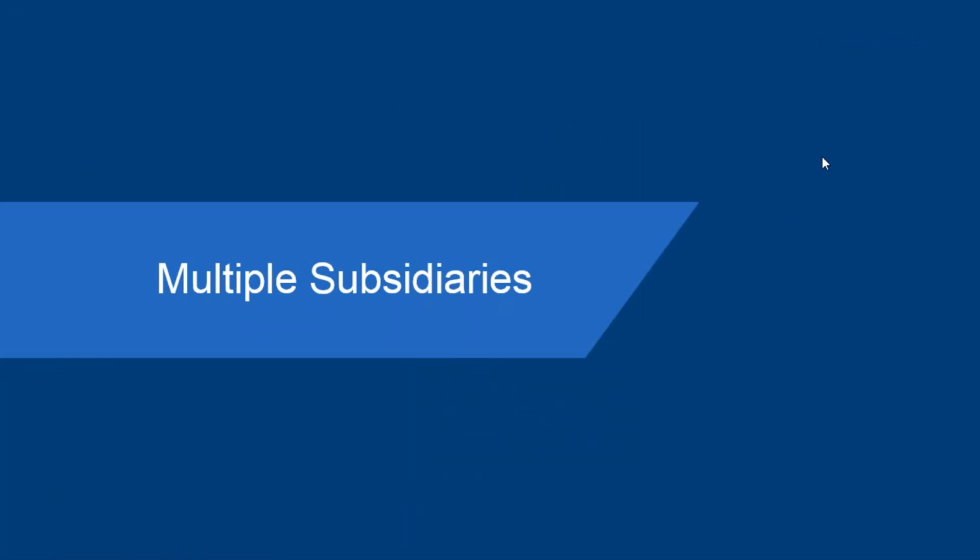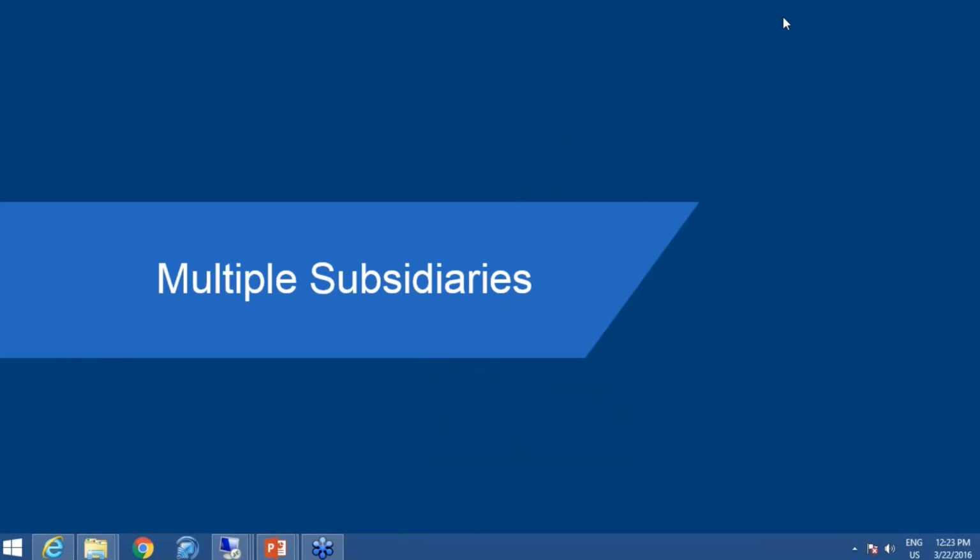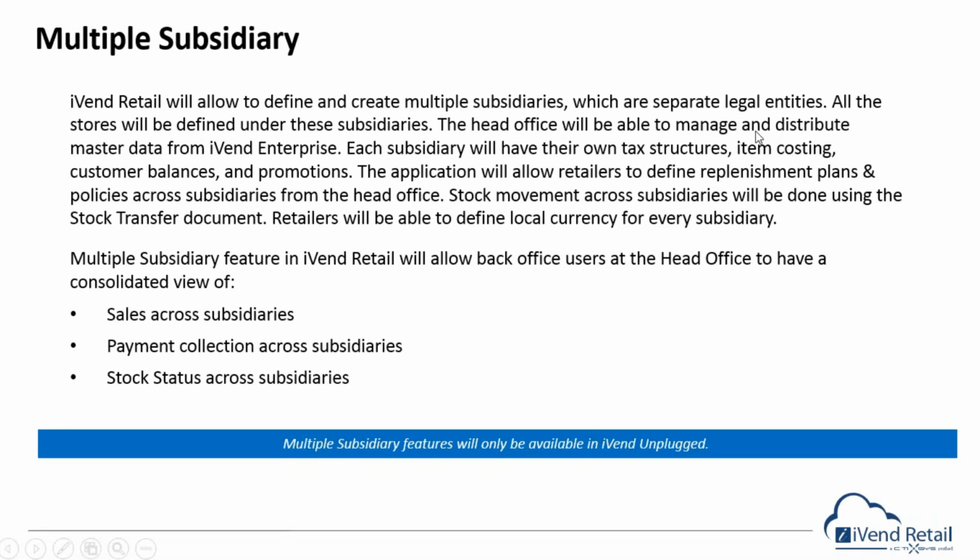Now moving ahead in the list, we have multiple subsidiaries. Multiple subsidiaries is another option that is available. So within multiple subsidiaries, first of all, what is a subsidiary? A subsidiary is basically, in iVend terminology or in generic terminology, something that comes between the head office and the store.